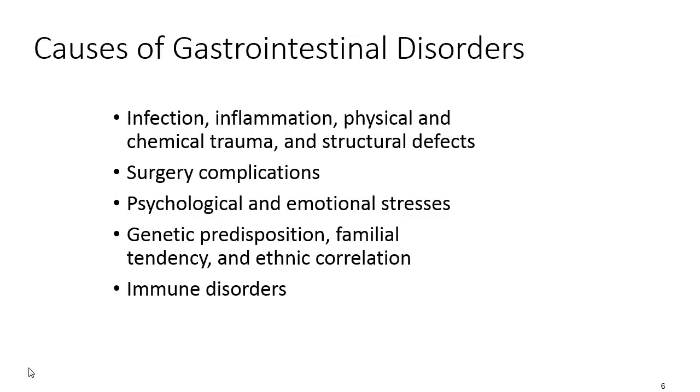We find that conditions such as Crohn's disease and ulcerative colitis are correlated with a genetic predisposition. And also certain colon cancers may have a genetic predisposition. And then there are also autoimmune diseases that can affect the GI tract. For example, celiac sprue would be an example of that.